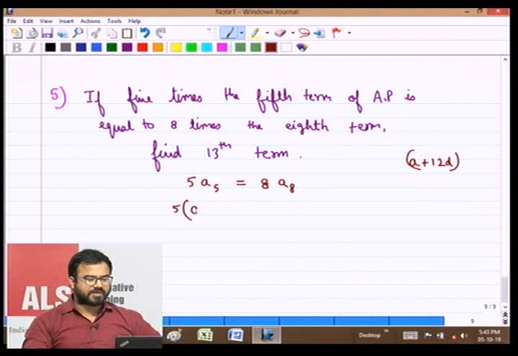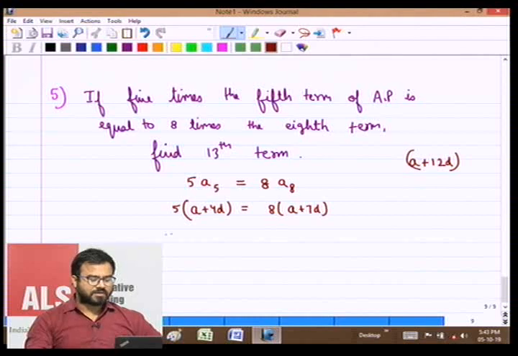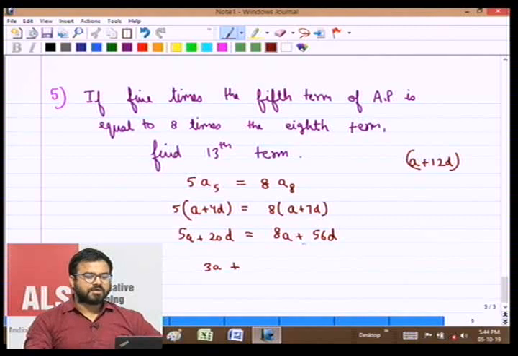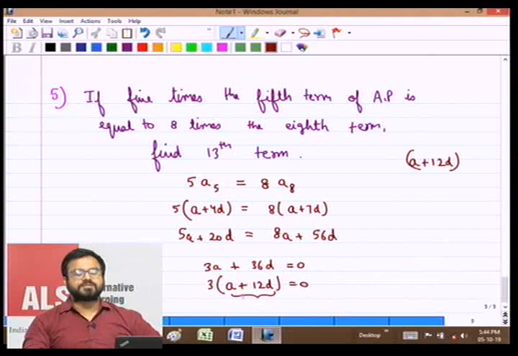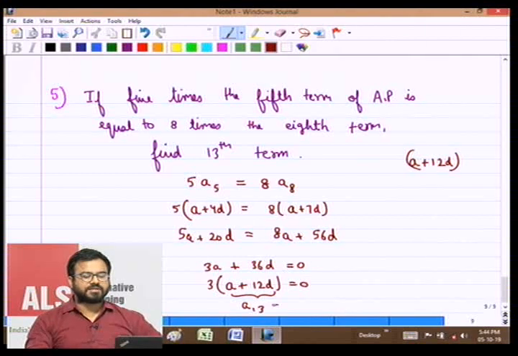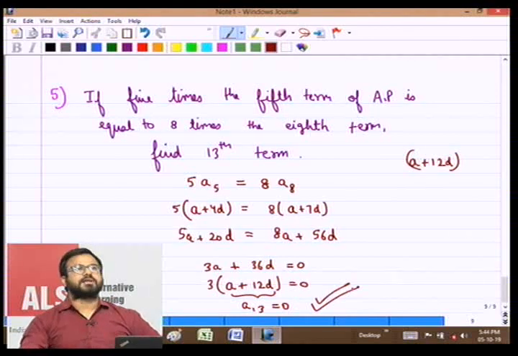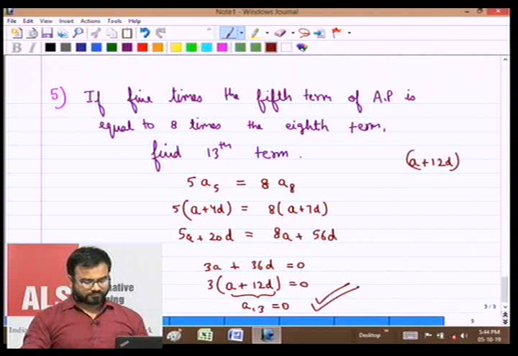A5 can be written as A plus 4D, and A8 as A plus 7D. We can simplify this one. 5A plus 20D on one side, and 8A plus 56D on the other. So 8A minus 5A is 3A, and 56D minus 20D is 36D, which is equal to 0. If you take 3 common, A plus 12D is equal to 0, and A plus 12D is nothing but the 13th term. So therefore we can say the 13th term is 0. This is the answer.